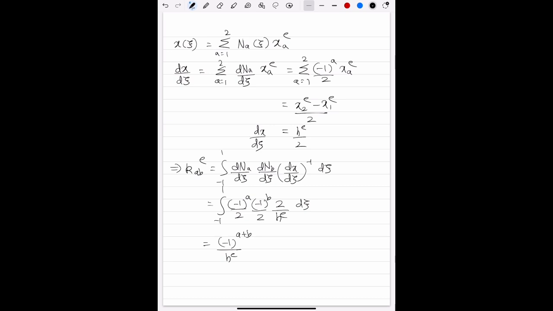If you integrate over -1 to 1 dpsi, we'll get 2. And so this 2 will be multiplied by 2. That gives 4 in the numerator. And we have 4 in the denominator. So that cancels out, and all we are left with is (-1)^(A+B) divided by h^e. So that is the expression for the element stiffness matrix for element e. In matrix form, this 2 by 2 matrix can be written as 1 over h^e comes out, and then each element is given by (-1)^(A+B), which can be spelled out as [1, -1; -1, 1]. So this right here is the expression for the element stiffness matrix for element e.